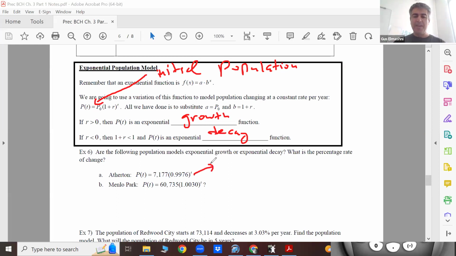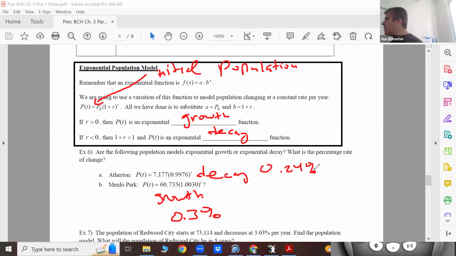But anyway, what are we doing here? That's decay, guys. That's growth. Percentage rate, that's 0.3%, and that's 0.24%. So the town of Alta has decayed by 0.24%. So do one last that number, which is 0.0024. But remember, percentages are divided by 100, right? So when you have a decimal, 1 minus that is 0.0024. You have to multiply the decimal by 100 to get the percentage. Here, subtract 1, which is 0.003. It's actually 0.3%, right?